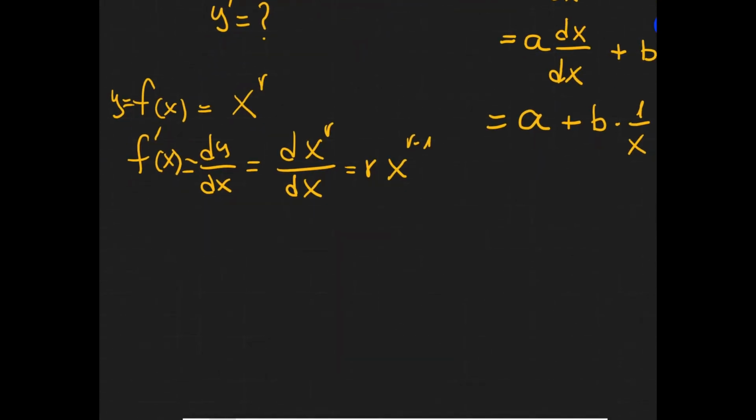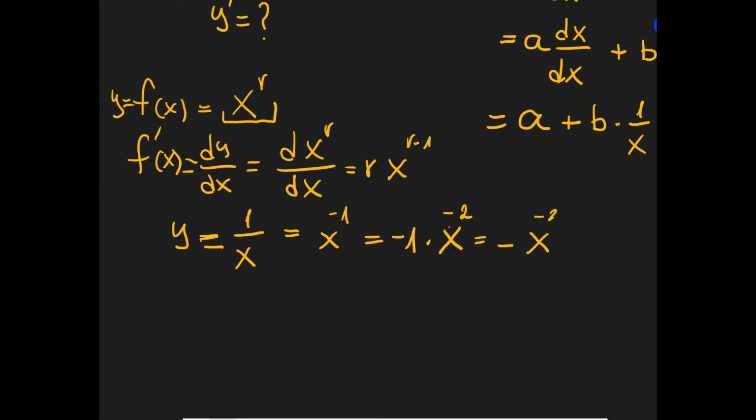But now let me introduce something more tricky. What if y equals 1 over x? Now, we haven't learned any rule about this, did we? Well, actually we did. We just did, because 1 over x is x to the power of minus 1. So we actually have the same function like this, and you only have to use this rule. So r is minus 1. That will become here a multiplier. And the exponent minus 1 is reduced by 1, which is minus 2, and this will give you minus x to the power of minus 2, or minus 1 over x squared.